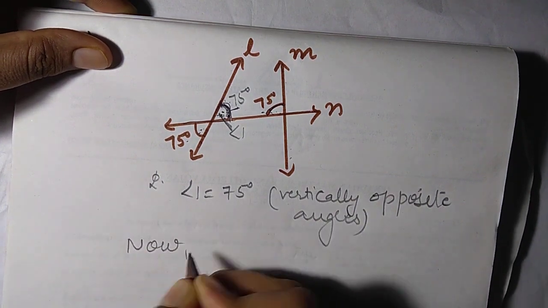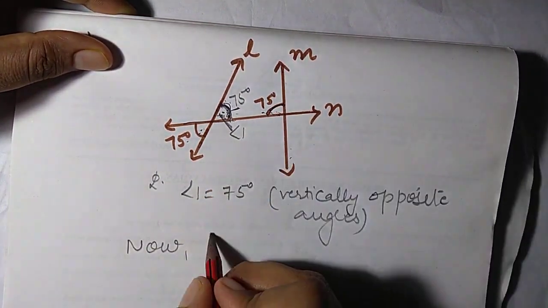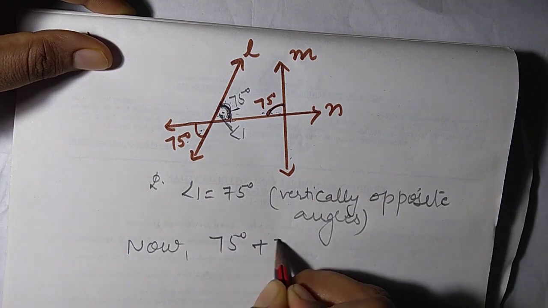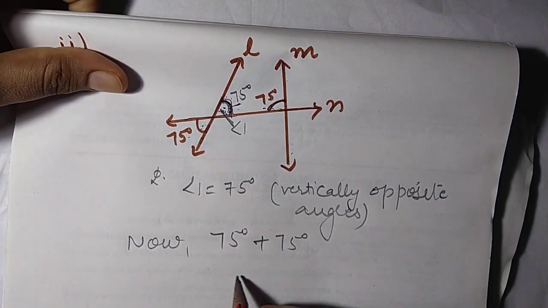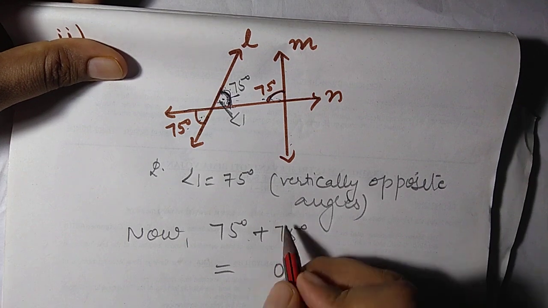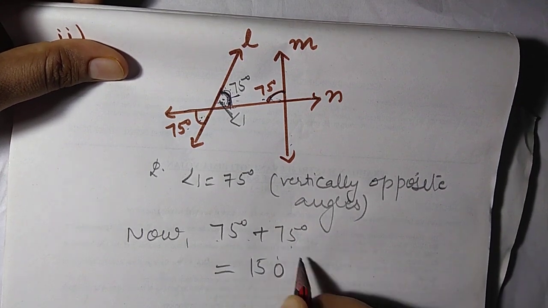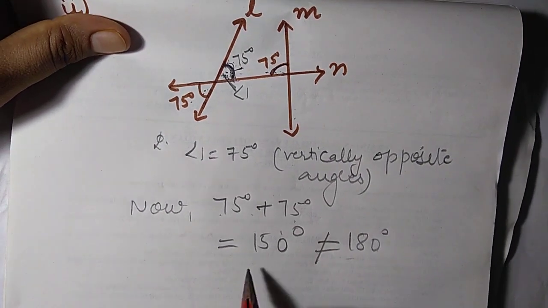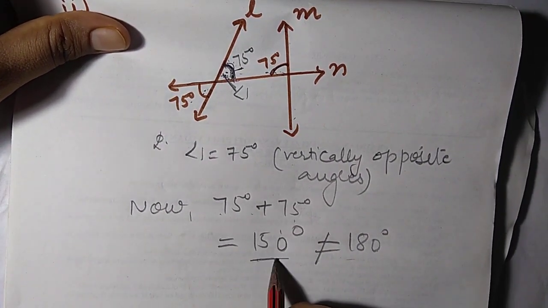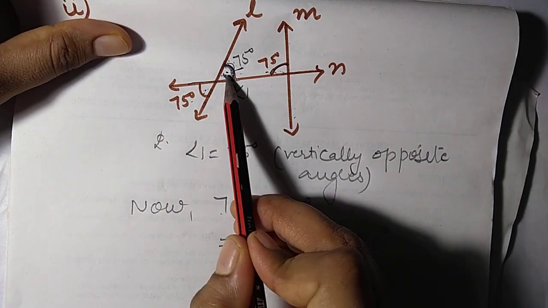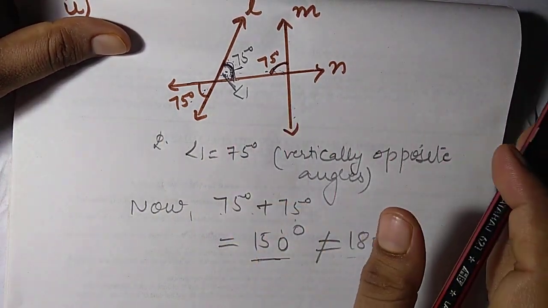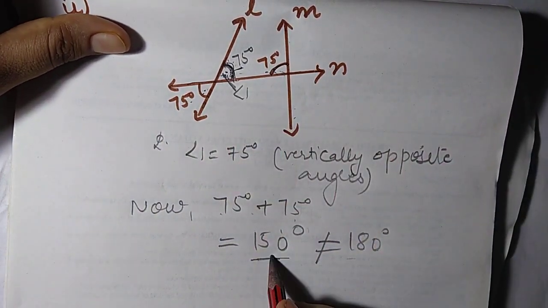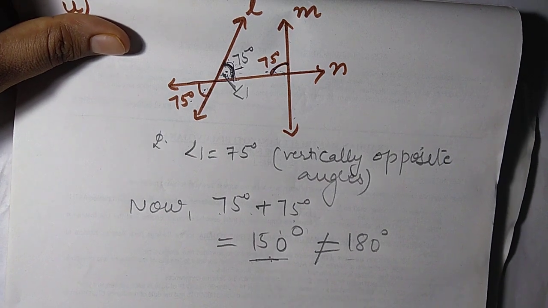Now these are two co-interior angles, 75 degrees plus 75 degrees, that is equal to 5, 5, 10 and 7, 7, 14. This is 150 degrees, which is not equal to 180 degrees. If the sum comes out to be 180, then we can say that the sum of co-interior angles is 180. Here in this case, the sum of co-interior angles is 150. So the lines are not parallel.